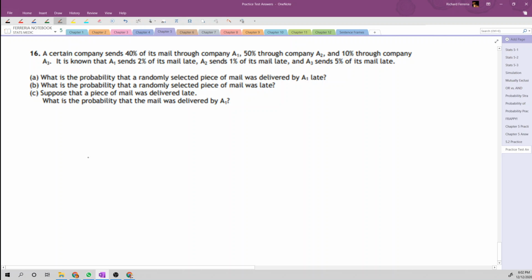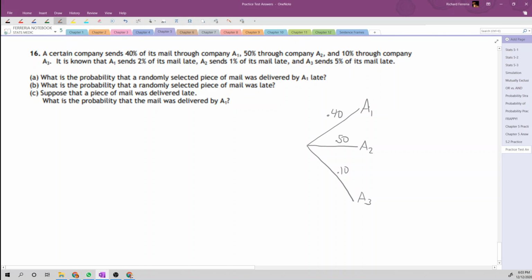So unlike the other tree diagrams, this one is going to be a triple, a bird's foot for the first one. I like to say bird's foot because that's what it looks like to me, the footprint of a bird. Okay, 40% are going to A1, 50% are going to A2, and 10% are going to A3.